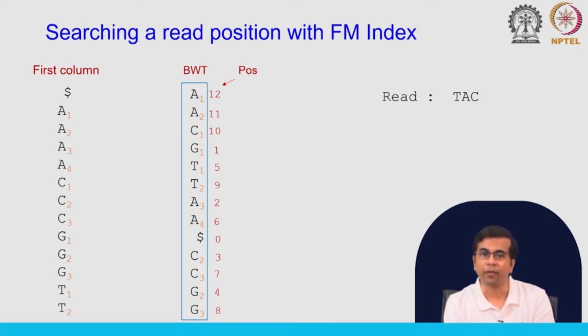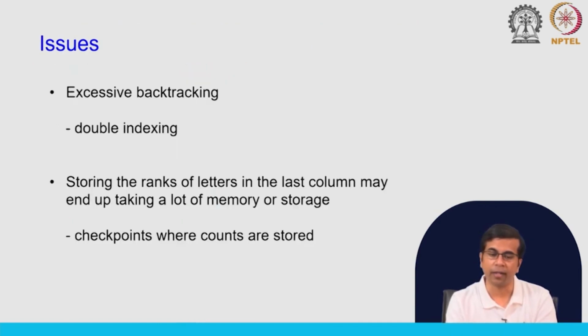Instead of storing for all positions, maybe store this information every 5 bases or 10 bases. You can vary this, and that will reduce the storage requirement a lot. This is what is done and this is called checkpoints. These checkpoints are the locations where the counts, the ranks, are stored for these letters, A, C, T and G.